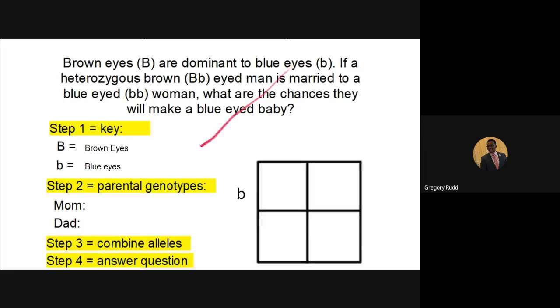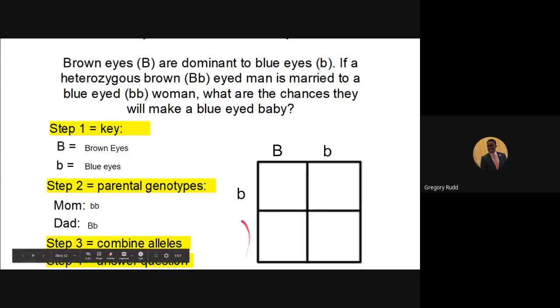My parental genotypes: it says that the woman, the mom, is lowercase b, so she's homozygous recessive. The dad is capital B, lowercase b, so he's heterozygous. Step three, we're going to combine the alleles. So I'm going to write my dad on top, capital B, lowercase b.